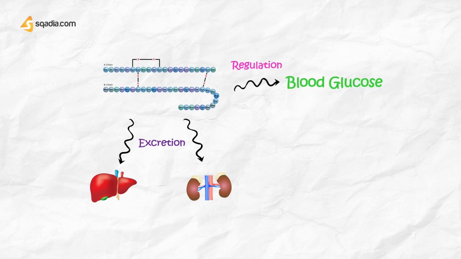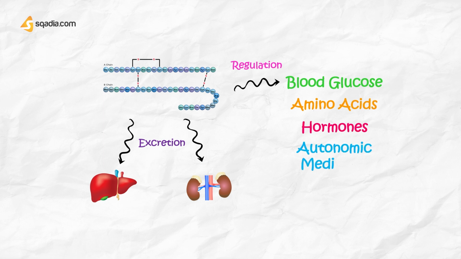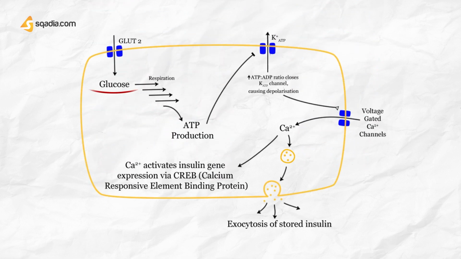Insulin secretion is regulated by blood glucose levels, certain amino acids, other hormones, and autonomic mediators. Secretion is most often triggered by increased blood glucose, which is taken up by the glucose transporter into the beta cells of the pancreas. There, it is phosphorylated by glucokinase, which acts as a glucose sensor.